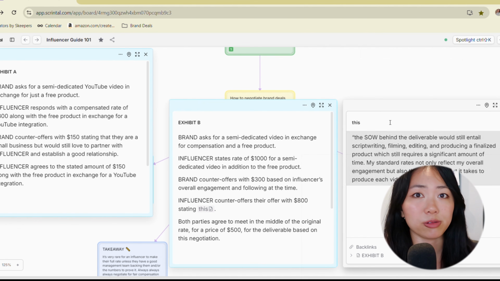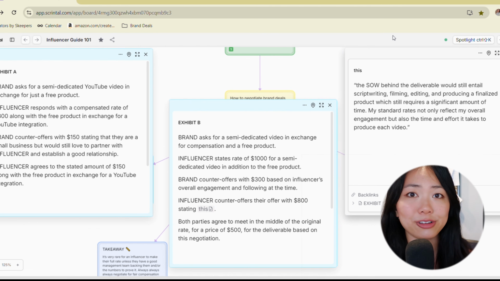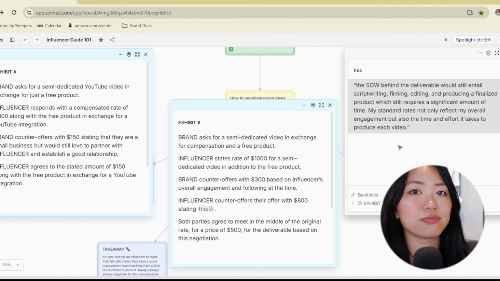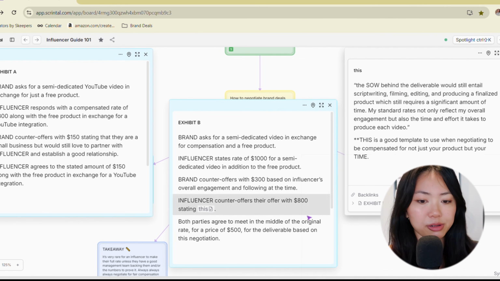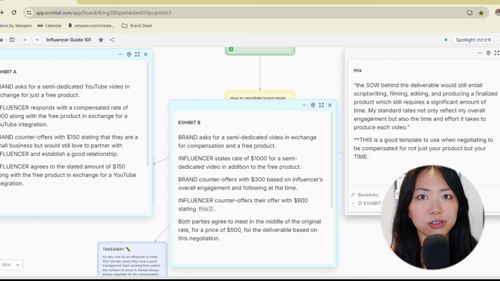I thought that was a very well written statement and it made a lot of sense. If you ever find yourself in a pickle when you're negotiating with a brand, feel free to use that statement because, again, it does take a lot of time to create content. Both parties agree to meet in the middle of the original rate for a new price of $500 in exchange for the deliverable based off of this negotiation.